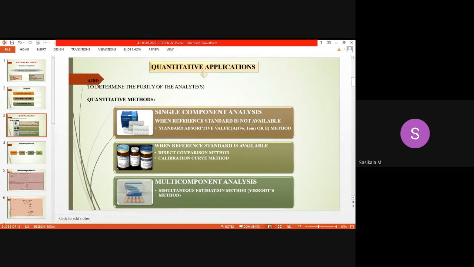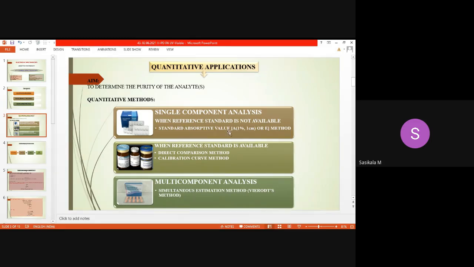So when a reference standard or pure bulk drug is not available to compare with the formulations of that drug, then we need to go with the A 1% 1 centimeter method. It is called the standard absorptive value method. A 1% 1 centimeter is a standard value, so you will be comparing your sample value with the standard value directly.